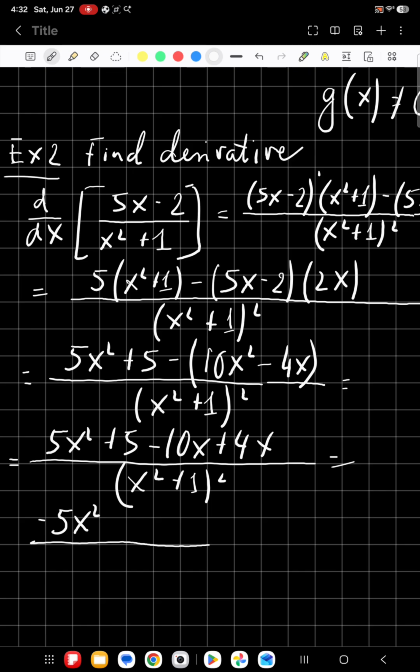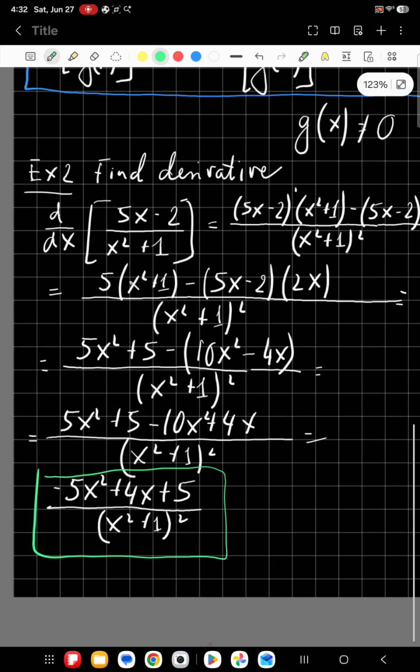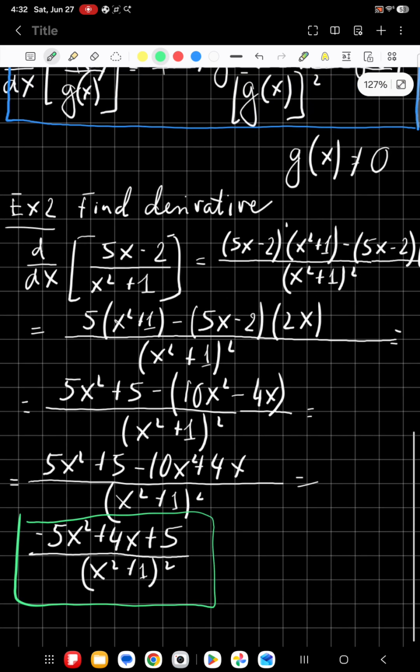Something is missing here, square, plus 4x plus 5, x squared plus 1 squared. Okay, so this is the final answer. All right.